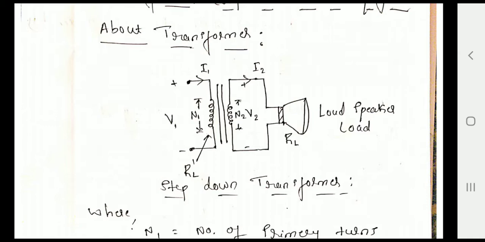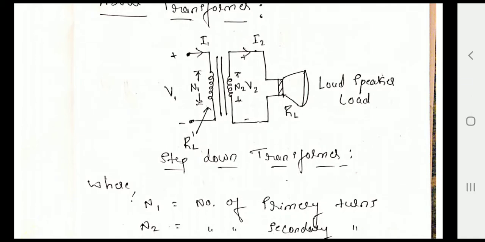It contains a primary winding, which is known as N1, and a secondary winding, which is known as N2. The voltage across the primary winding is V1 and the voltage across the secondary winding is V2, where I1 is the current flowing across the primary winding and I2 is the current flowing across the secondary winding. Then there is a load, like a loudspeaker, connected across the secondary winding.